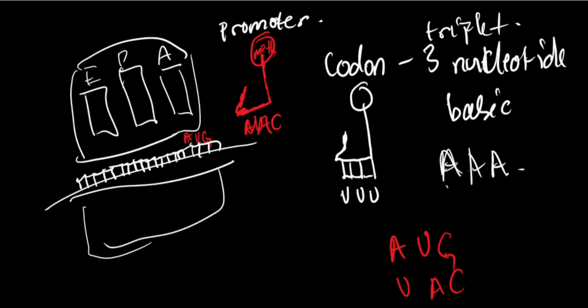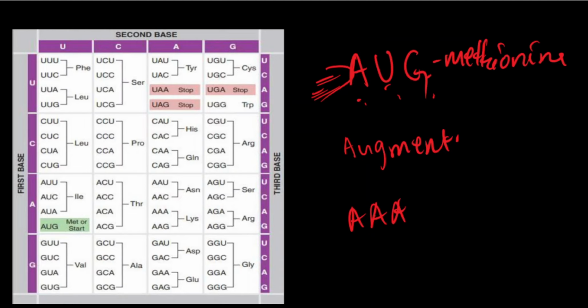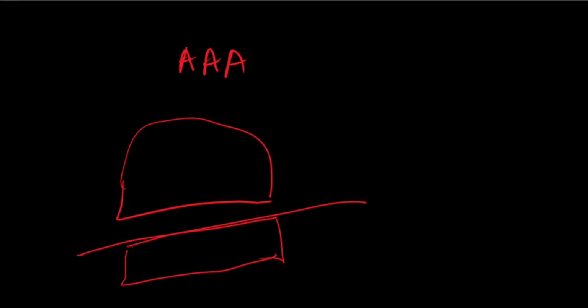After methionine has been added, the ribosome translocates. It scans for the next codon, and say for instance the next codon is AAA. Going by our table here, AAA codes for lysine. Of course we already have our methionine on its transfer RNA. This would be the E site, this would be the P site, and this would be the A site.